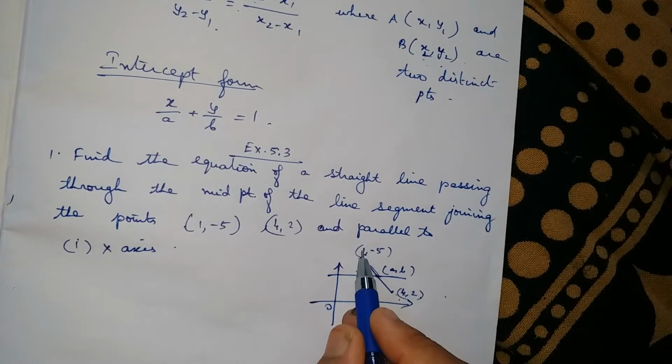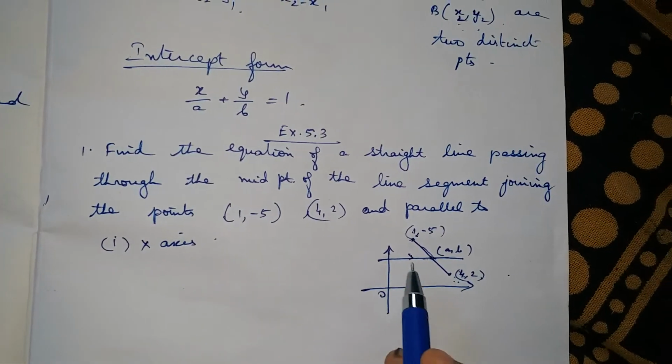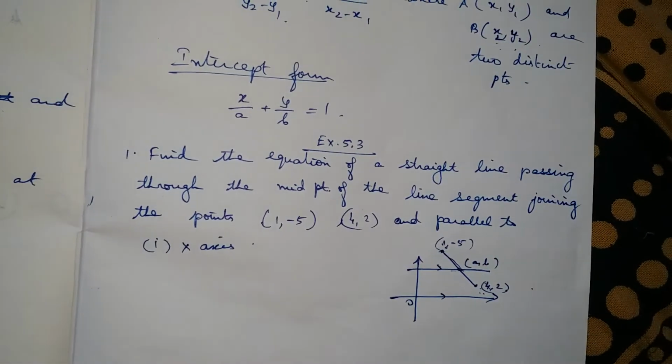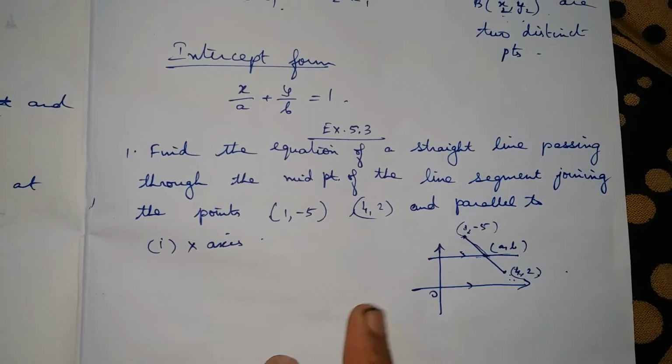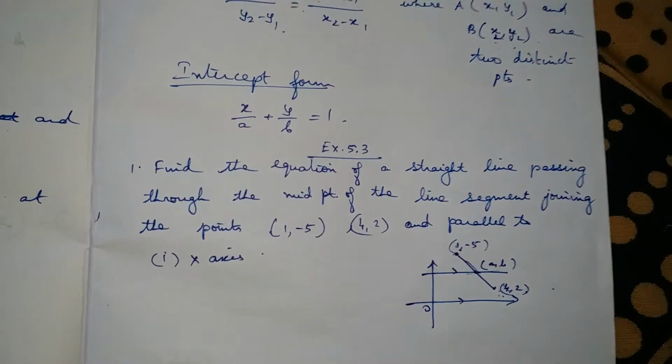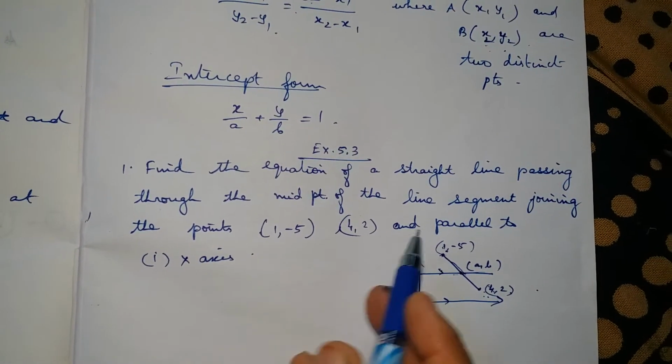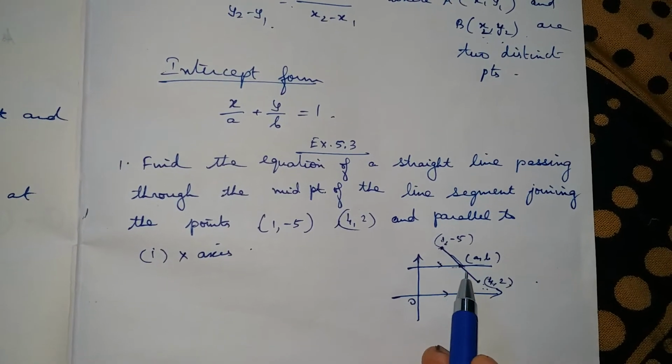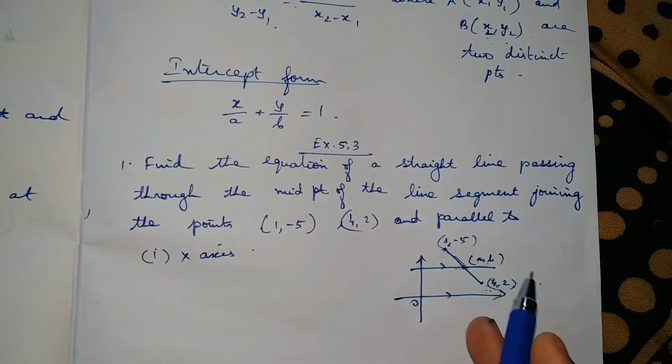This line is passing through the midpoint of these 2 points, and it is parallel to the x axis also. So first subdivision, you will find out when it is parallel to the x axis. Second subdivision, you will draw when it is parallel to the y axis. Now your 2 points are given and it is given as midpoint. So you have to find this point, only then you can find your slope.